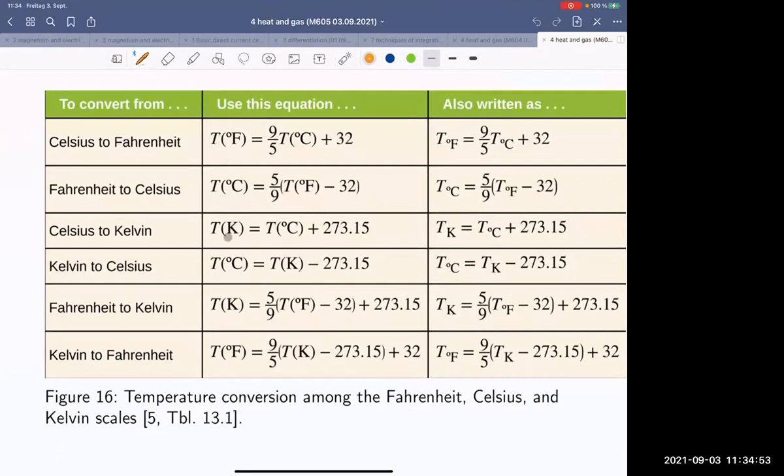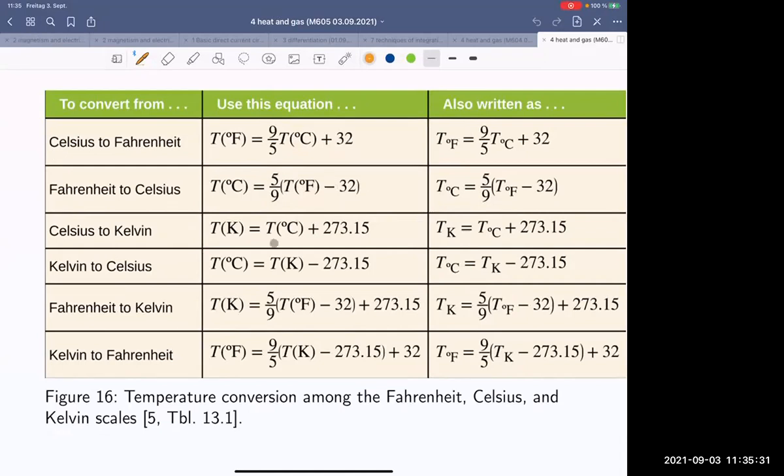As you know, we have three temperature scales: Celsius, Fahrenheit, and Kelvin. If you want to convert the temperature from Celsius to Fahrenheit, you have this formula. Temperature in Fahrenheit is 9/5 of temperature in Celsius plus 32. If you have Fahrenheit and you want to convert any temperature to Celsius, you have to use this formula: temperature in Celsius is equal to 5/9 of the difference between temperature in Fahrenheit minus 32.